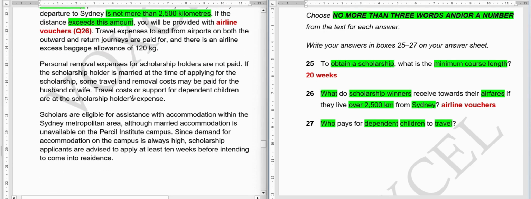We will continue reading. Personal removal expenses for scholarship holders are not paid. If the scholarship holder is married at the time of applying for the scholarship, some travel and removal cost may be paid for the husband or wife. So they are talking about husband or wife. Still nothing about children. Travel cost or support for dependent children. So here it is, dependent children. So travel costs or support for dependent children are at the scholarship holder's expense. Okay, so this is our location, this last sentence, and you will have some time to tell me the answer, and your time starts now.